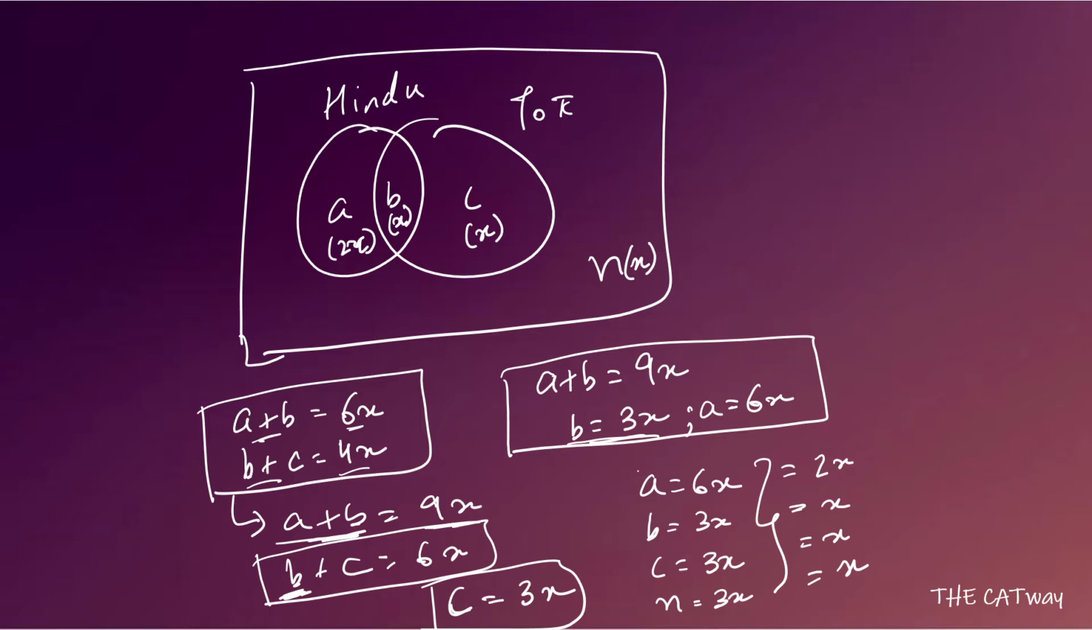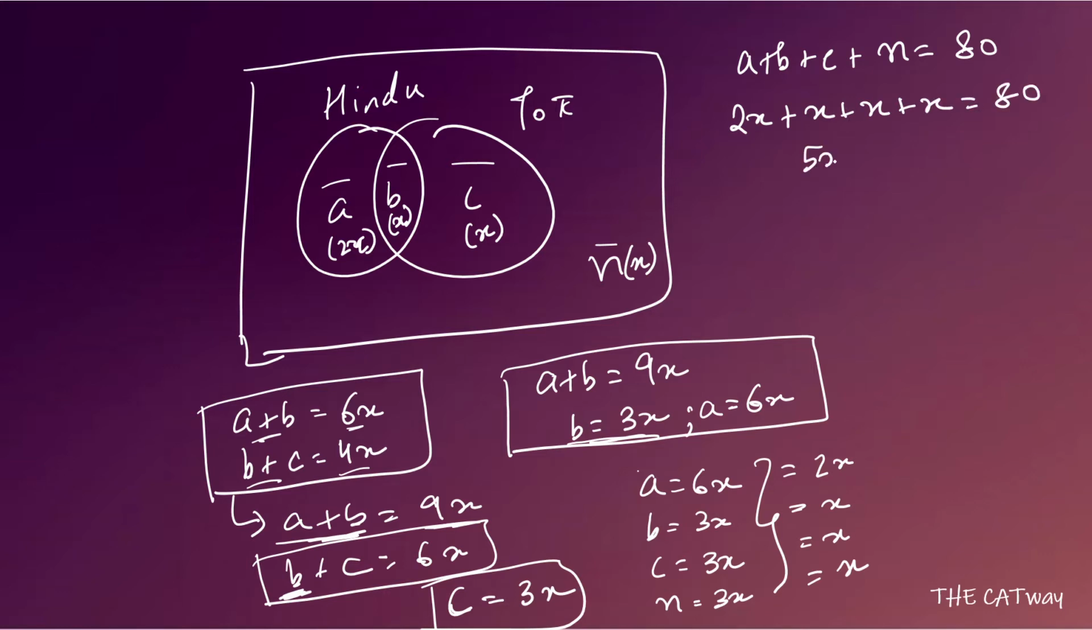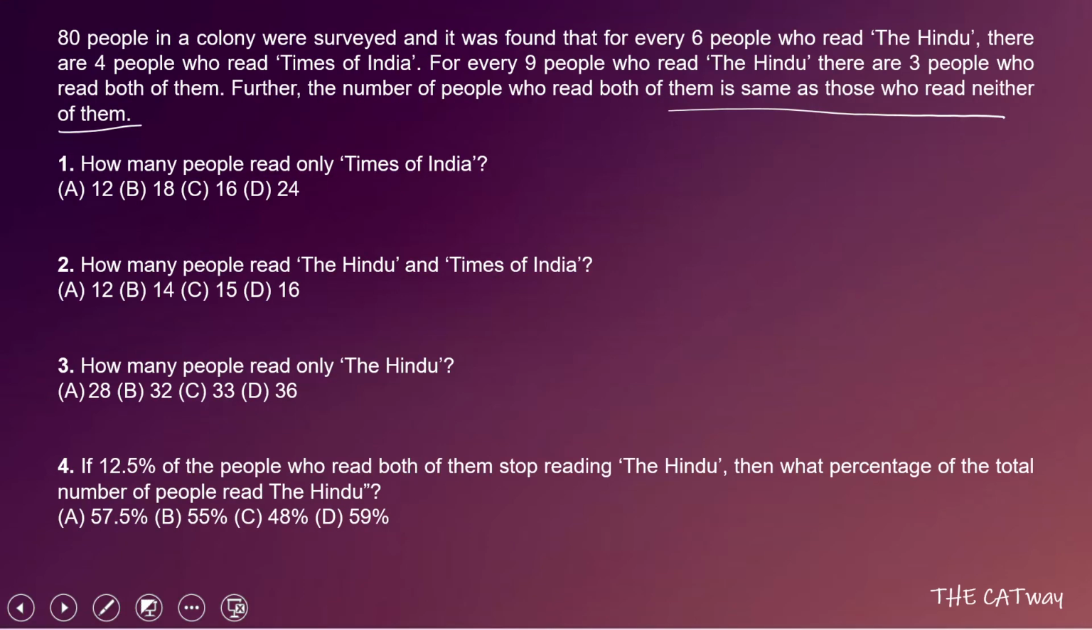Now what we have been given, there were 80 people. So now we know that the people who are there in the society are only the person who read only Hindu, only Times of India, both of them, or neither of them. Only there are 4 categories of people. So we can write that A plus B plus C plus n is equal to 80. Then 2x plus x plus x plus x is equal to 80, or we can say that 5x is equal to 80 and x is equal to 16. So the people who read only Hindu is 32, people who read both of them is 16, people who read only Times of India is 16, and number of people who read none of these is also 16.